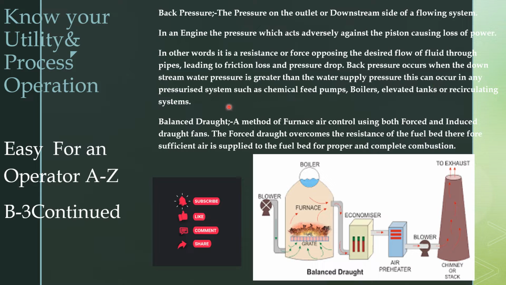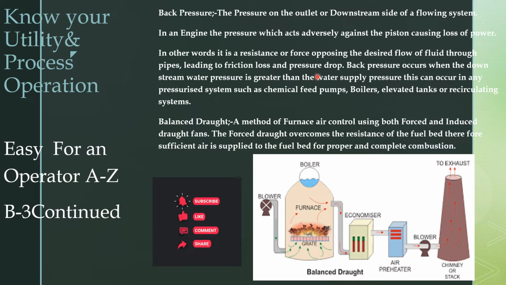This can occur in any pressurized system such as chemical feed pumps, boilers, elevated tanks, or recirculating systems. If a chemical feed pump is injecting into a water line and the water pressure is higher, the chemical cannot be injected. So the back pressure will be acting on the chemical pump discharge line. That is one type of example.